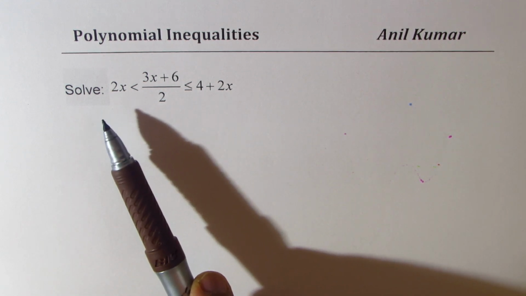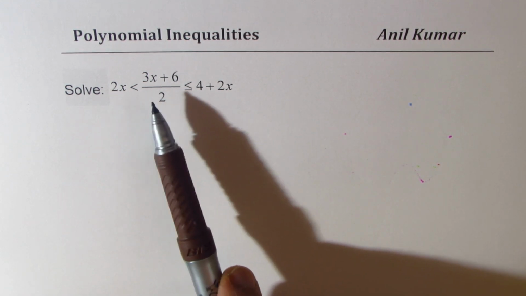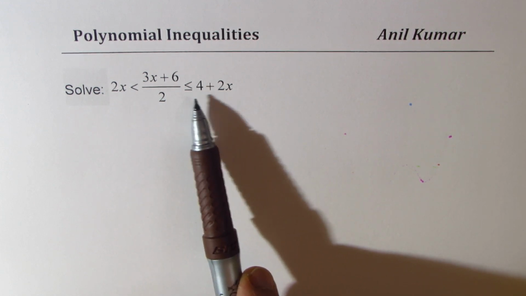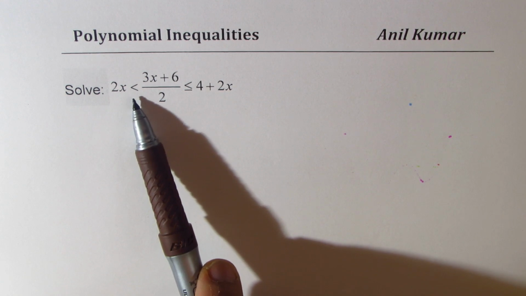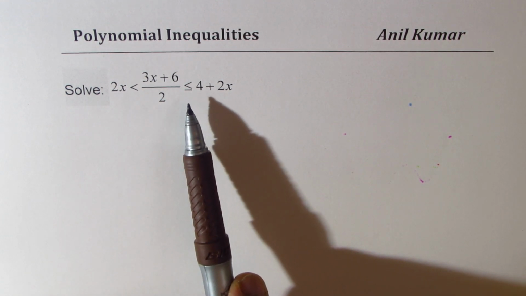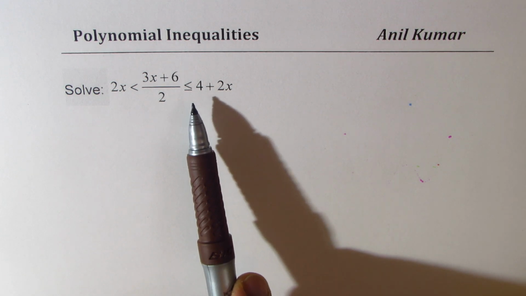So the question for you is 2x is less than (3x plus 6) over 2, which is less than or equal to 4 plus 2x. So you'll note that this is a less than sign. Here we have a less than or equal to sign. I'd like you to pause the video and solve it.